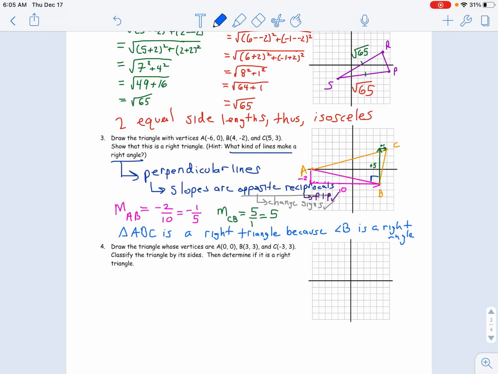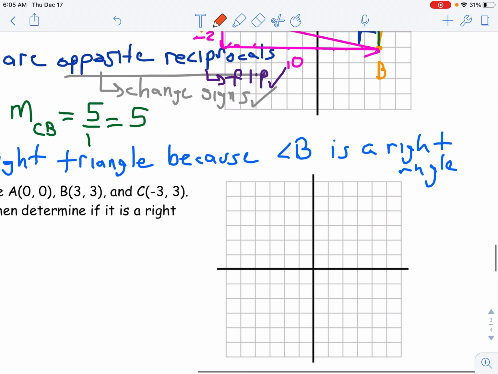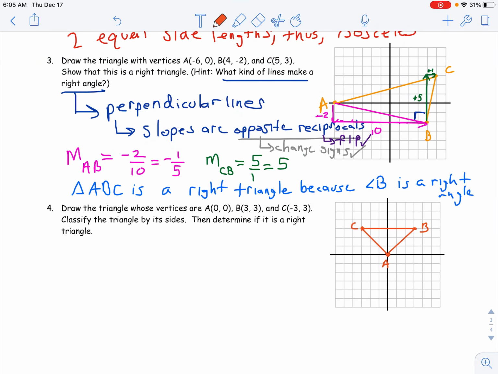All right, and then last one is draw a triangle whose vertices are 0, 0, 3, 3, and negative 3, 3. All right, let's do it in this color right here. Let's mix up the colors a little bit. So 0, 0, 3, 3, and negative 3, 3. All right, so we got this triangle right here. Ooh, this is a beautiful triangle. A little foreshadowing. All right, we're going to classify the triangle by sides, then determine if it is a right triangle. All right, so we're not even going to talk about slopes right now.